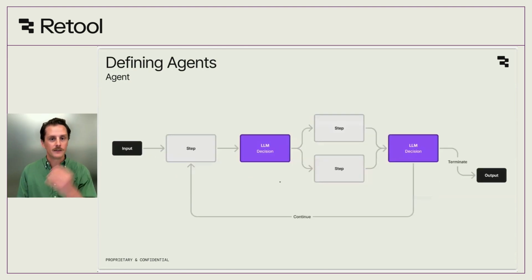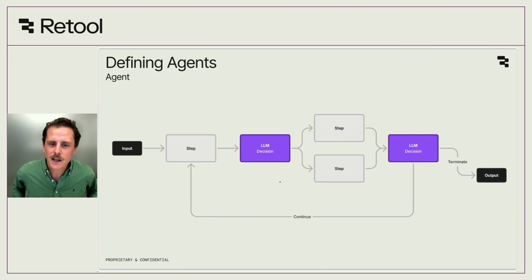But this brings us to an agent, which I would actually consider a more specific version of an agentic workflow. An agent is a system in which the LLM is not only responsible for managing the application's control flow, but specifically for determining the application's termination point. In an agent, the LLM decides when the program terminates.